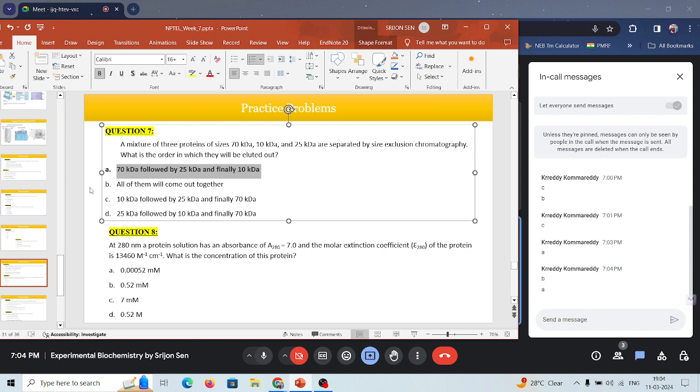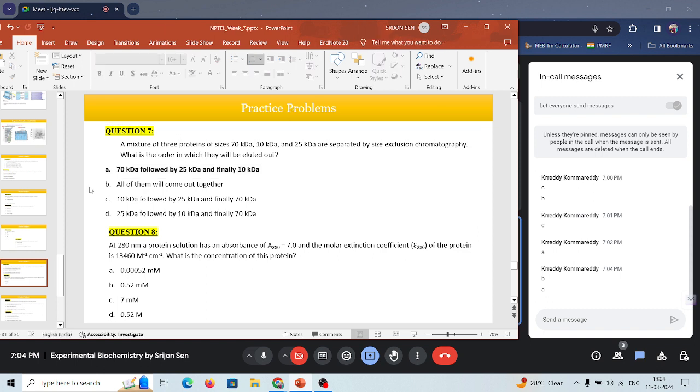The higher molecular weight proteins elute first, and the low molecular weight proteins elute at the end. Next question. At 280 nanometer, a protein solution has an absorbance of 7, and the molar extinction coefficient of the protein is 13460 molar inverse centimeter inverse. What is the concentration of the protein?